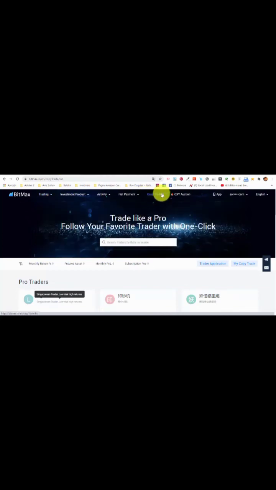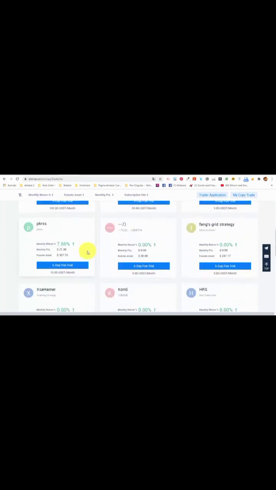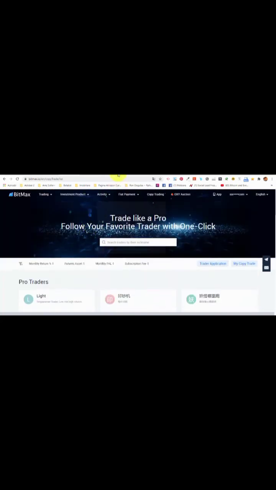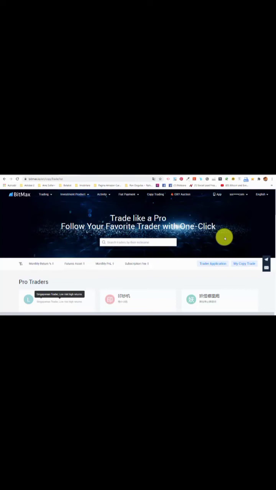Okay, you see the option here, copy trading, and if we scroll down, you can see exactly the traders that you can copy at the moment. These are the traders that you can copy. As you can see, it's not as spectacular as Iconomy, but still it's an interesting platform. Okay, again, it's up to you what you want to do with copy trading.